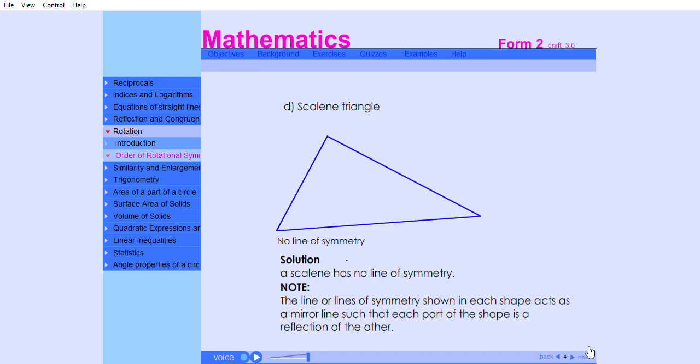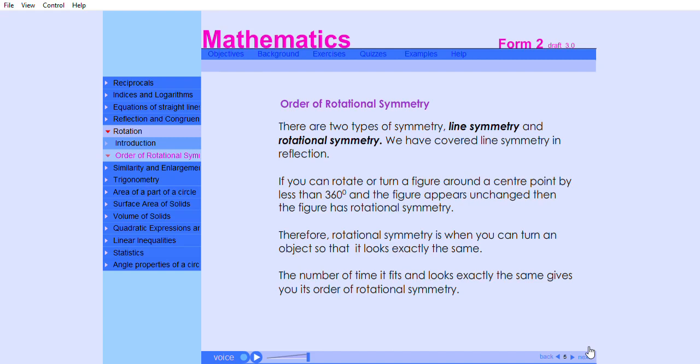Note, if a shape only matches itself once, it is not considered to have rotational symmetry. Examples of shapes which have no rotational symmetry are the scalene triangle and arrow. There are two types of symmetry, line symmetry and rotational symmetry. We have covered line symmetry in reflection.